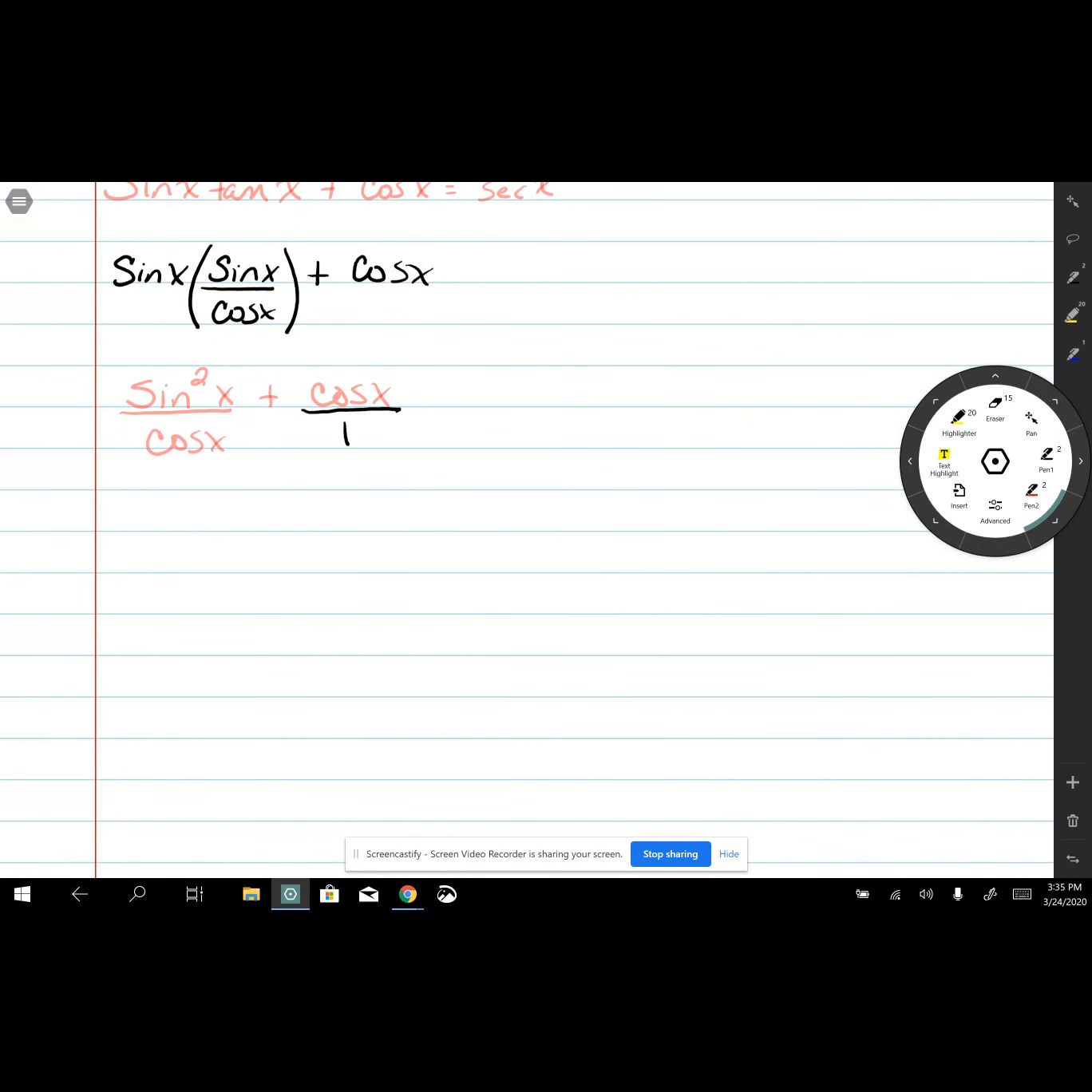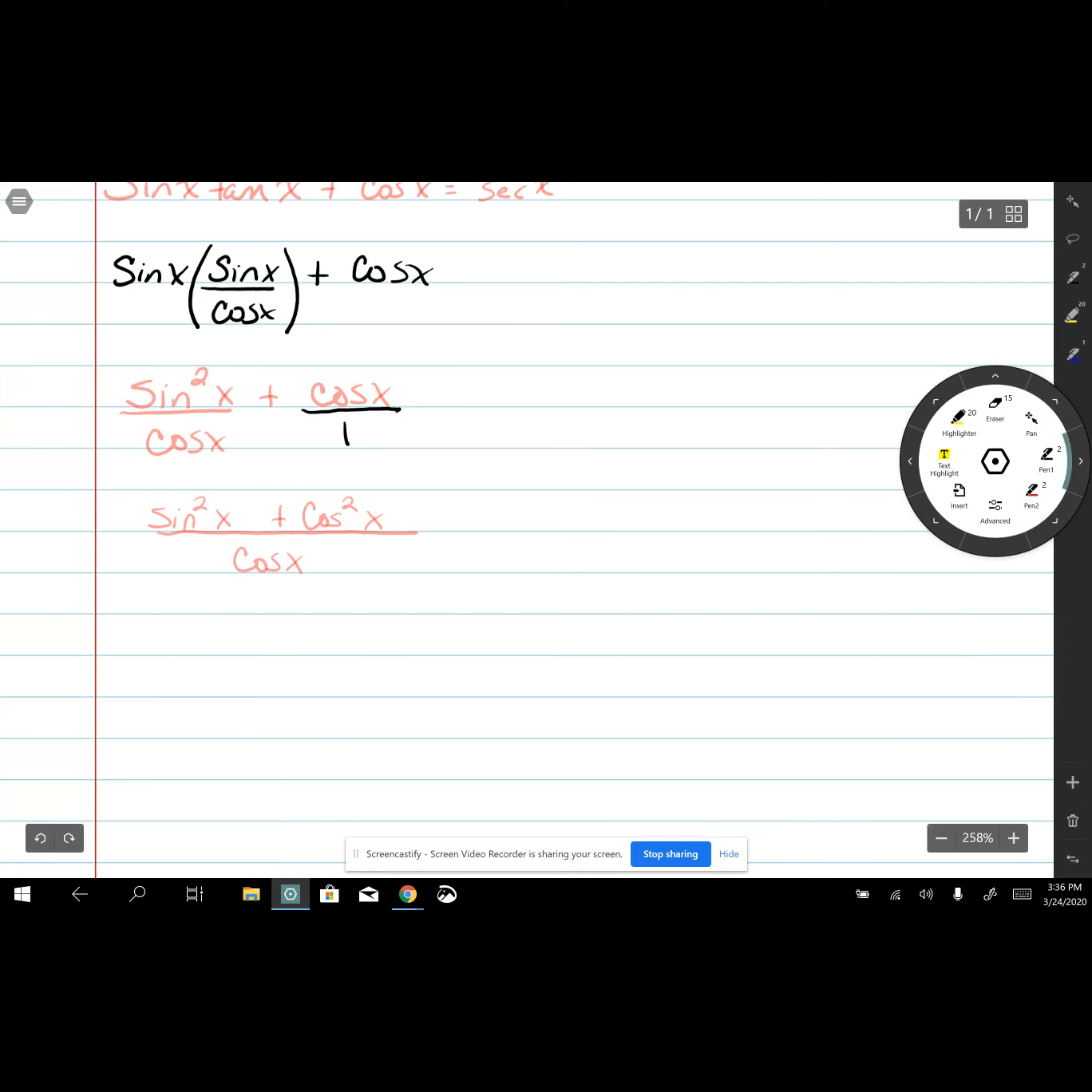So when I do that, I wind up with the following. Cosine times 1 will give me cosine x on the bottom, my plus sign on top. 1 times sine squared is just sine squared x. Cosine times cosine winds up being cosine squared x. Now you're probably thinking, yeah, this doesn't help me out. But if you notice the numerator, what do you notice that is very specific about the numerator?